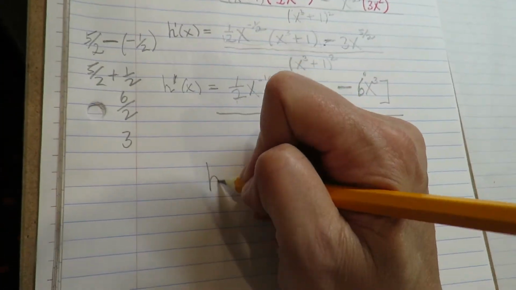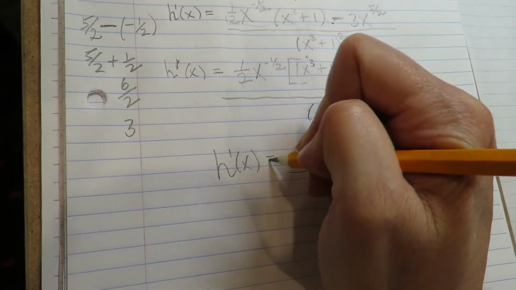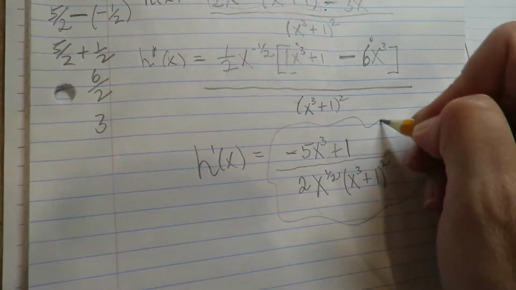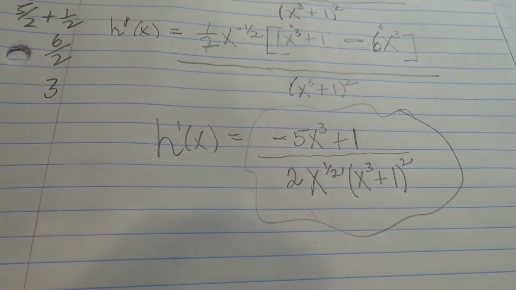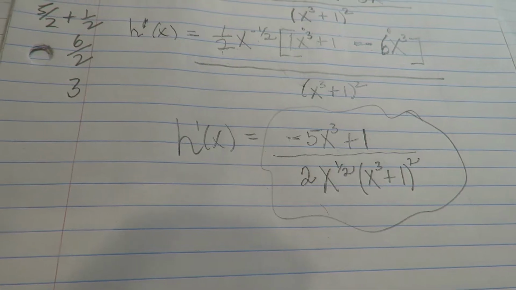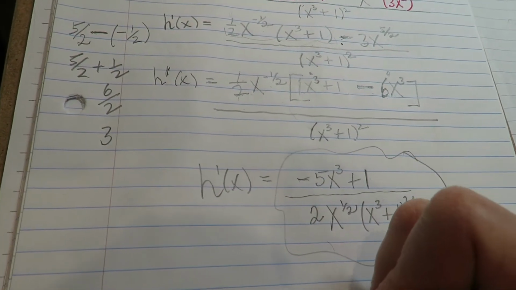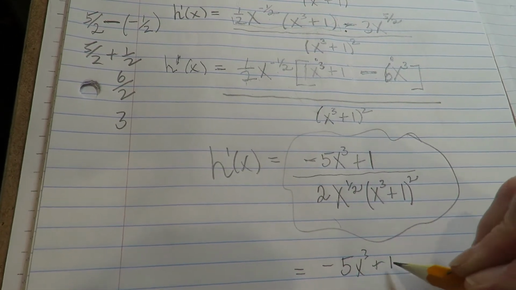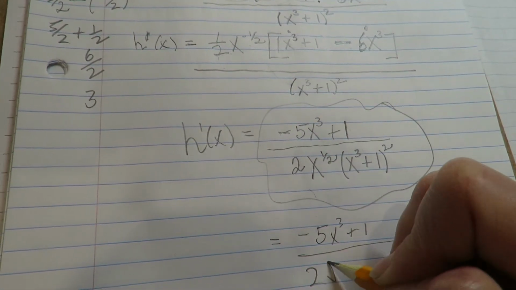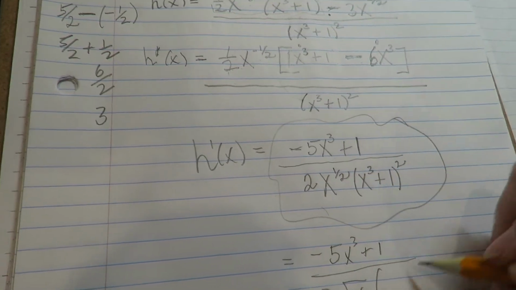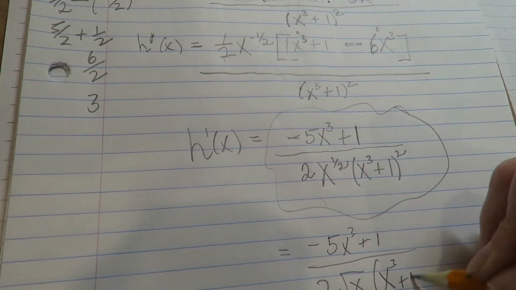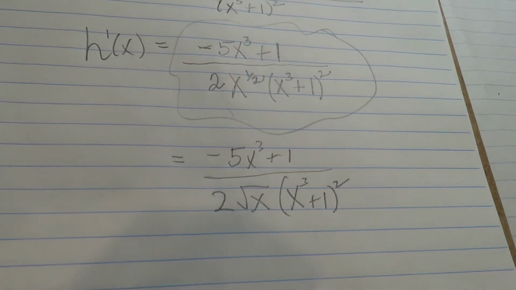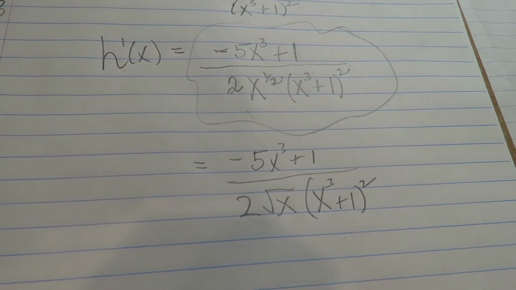All right, so this is h prime of x. So this answer right here is really nice. The only suggestion I could make if you want to just really fine tune it is you could write this as radical x, but that's optional. If you want to fine tune it, you could write it like this, which is lovely. Okay?